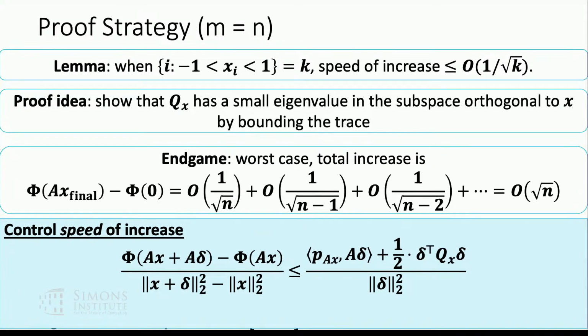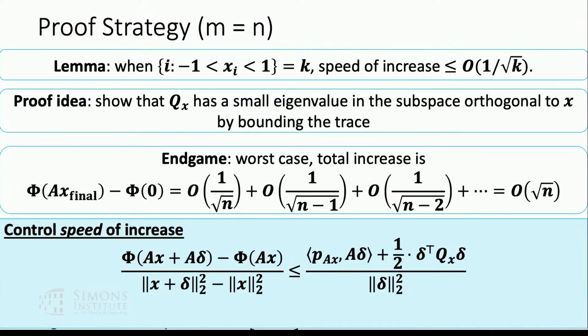Now the thing is that once I have this lemma, I can just move to the end game, because I can measure the total increase in phi I suffer from the beginning of the algorithm all the way to the end. So let's just imagine what's happening. Originally, I have n unfrozen coordinates, so I have n degrees of freedom. Using this lemma, for as long as this happens, the speed of increase is going to be 1 over root n, which is very small. So phi increases relatively slowly.